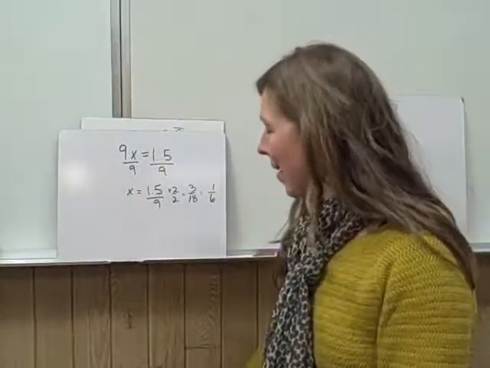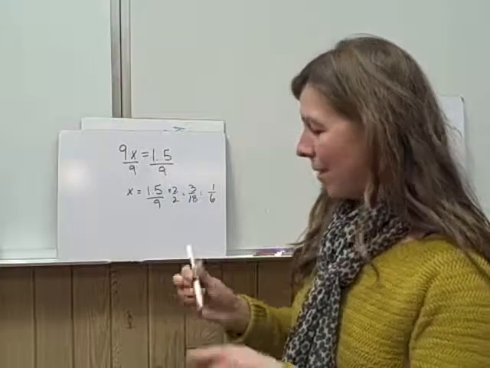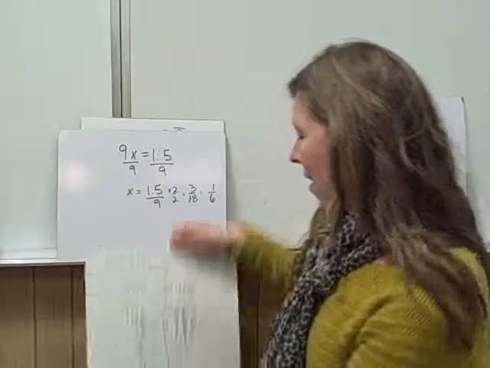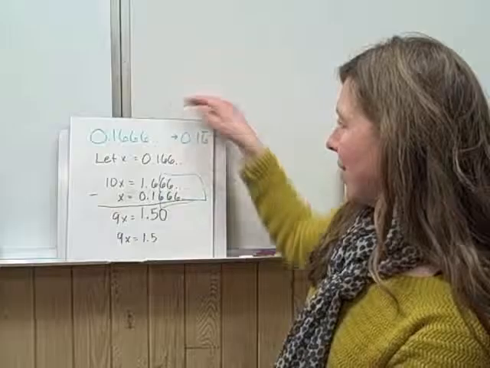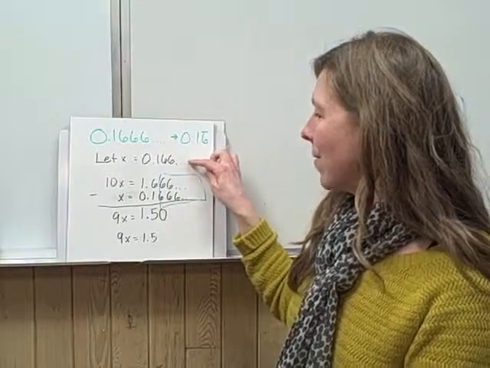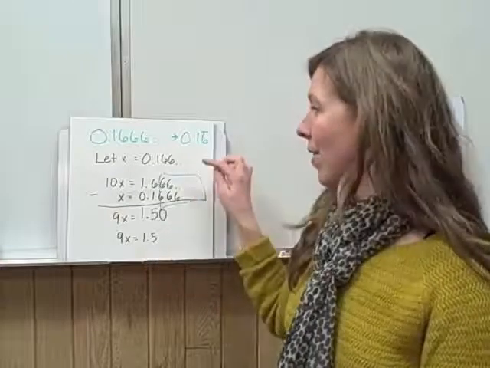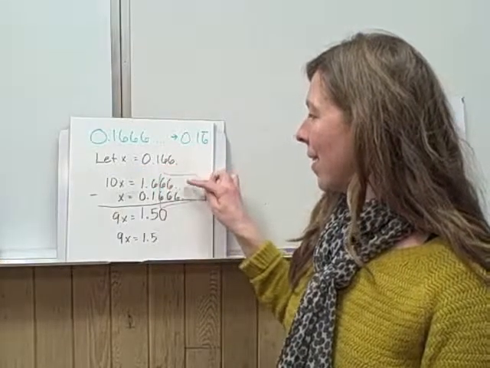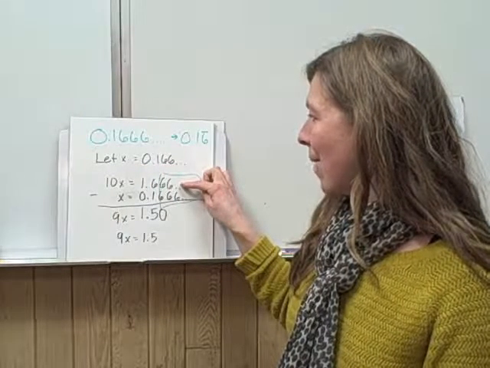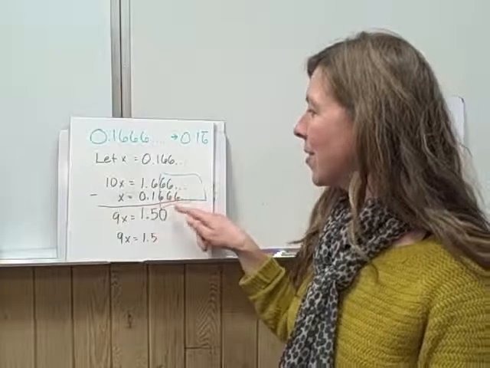Let's do another. Let me give you another one to try. The thing that you'll need to remember is that you're letting your repeating decimal equal x, then you're multiplying that amount by 10, and then you're subtracting the amount.